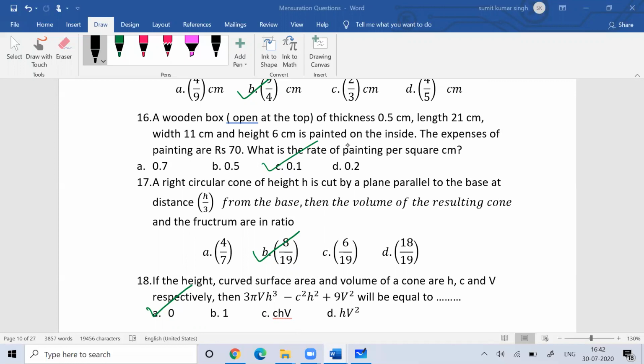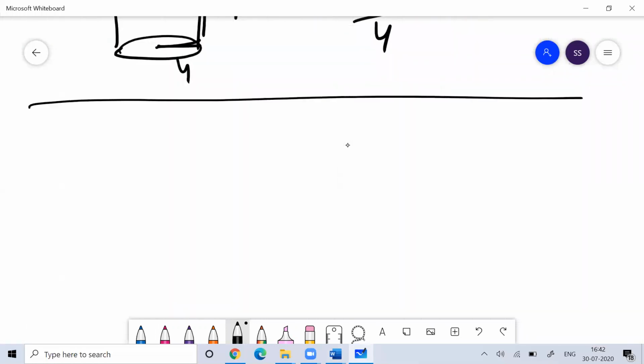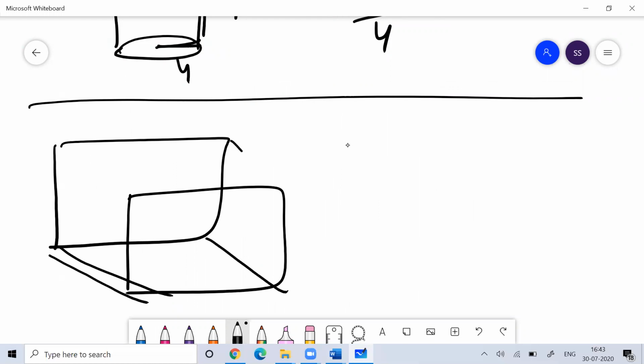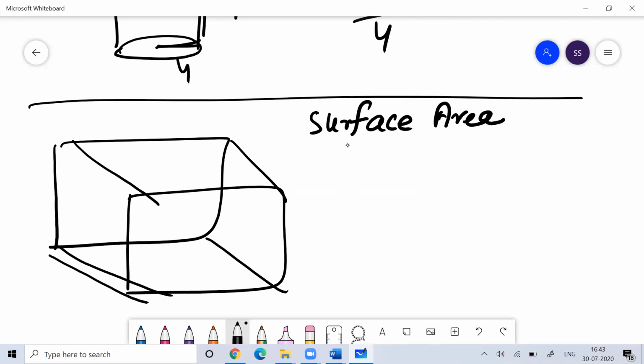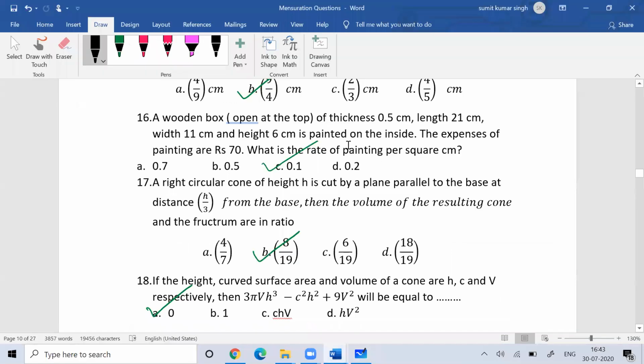If it is open at the top, then the total surface area in that case would be L into B plus 2 into L into H plus 2 into B into H, because the top ceiling face will not be there, because that is empty.